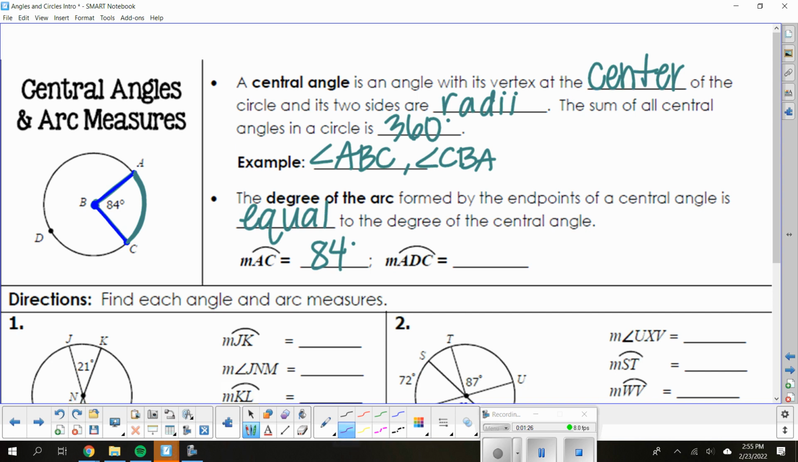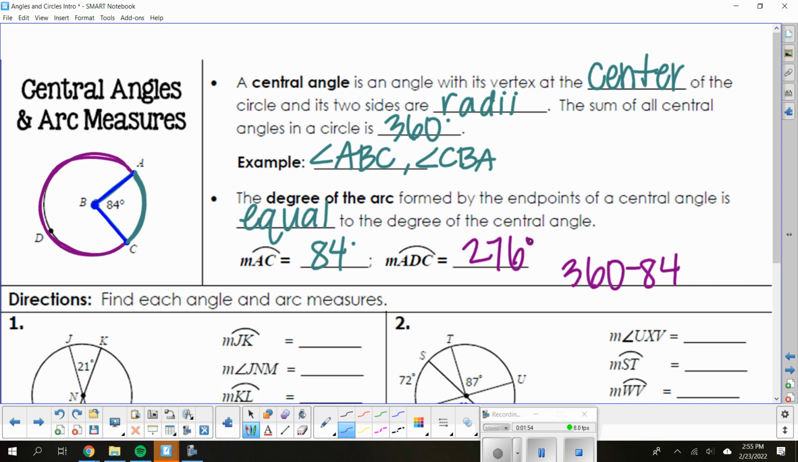Now this other arc, A to D to C, well that's a major arc, which if you read your vocab, you know that 3 letters tell you a major arc. So that's going to be more than 180 degrees. Well, if I know that all of them equal 360, and my one that I already have is 84, I can subtract those two to get a total of 276 degrees.